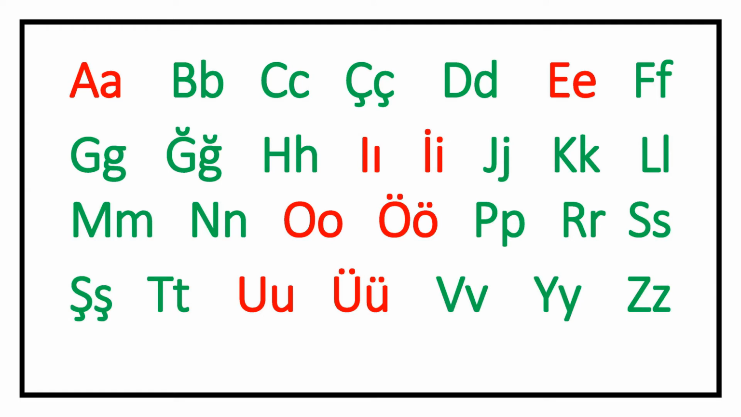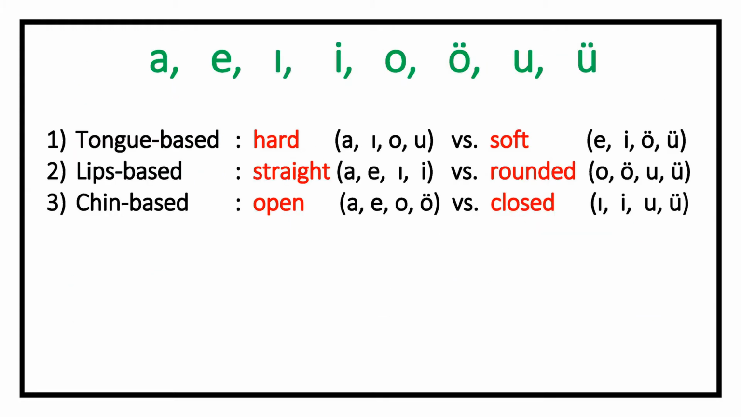First of all, as explained in the first lesson of this playlist, the Turkish alphabet consists of 29 letters, 21 of which are consonants and 8 are vowels. The vowels in the alphabet are A, E, I, İ, O, Ö, U, and Ü. For the purposes of harmony-related rules, these vowels in Turkish are classified into 3 different categories based on the situation of tongue, lips, and chin when you pronounce them.